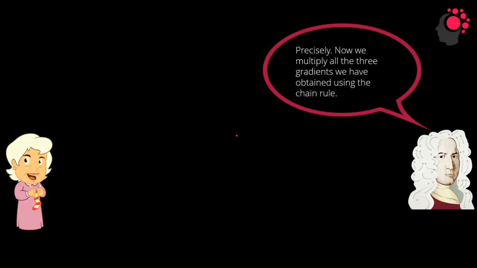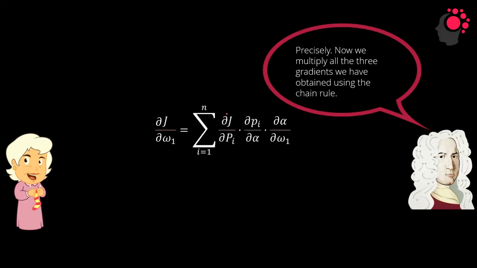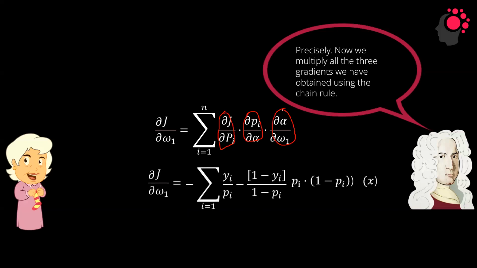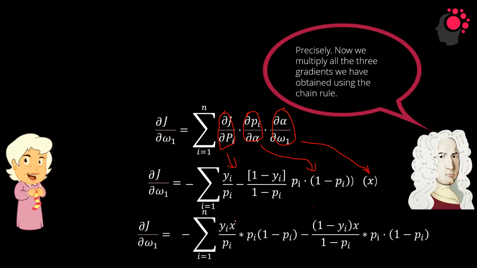Now we multiply all the 3 gradients we have obtained using the chain rule. This is the chain rule: the gradient with respect to the predicted probability, the gradient of pi with respect to alpha, and the gradient of alpha with respect to W1. We just multiply all these values. This is the one that we see here, this is the one that we are looking at here, and this is the one that we have for this one here. Then we multiply and rearrange, so we get yi by pi into 1 minus pi into x.